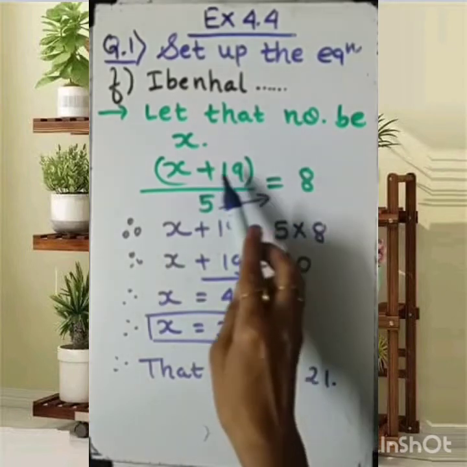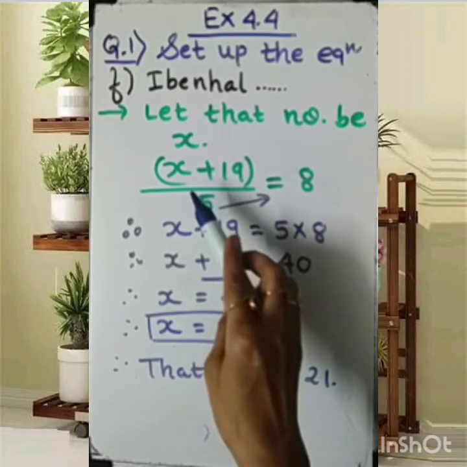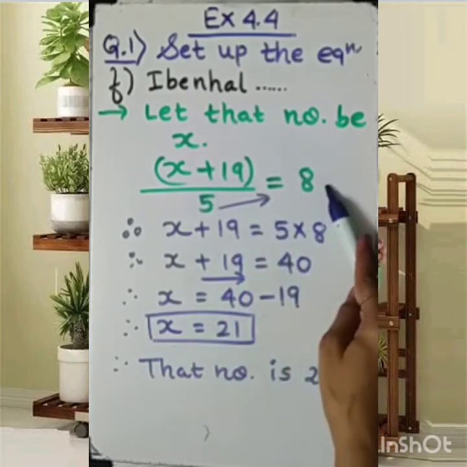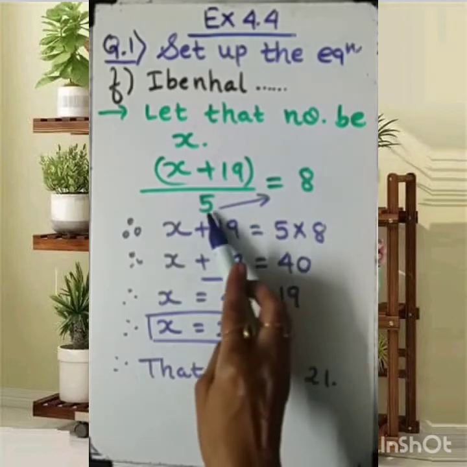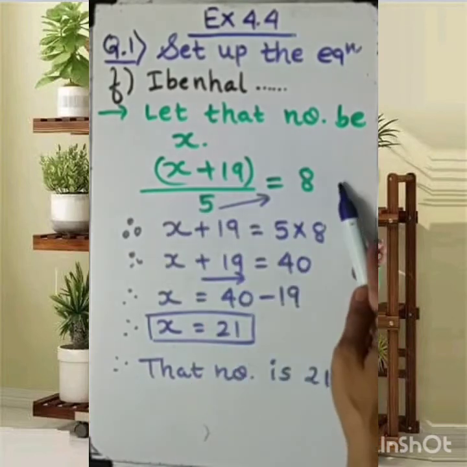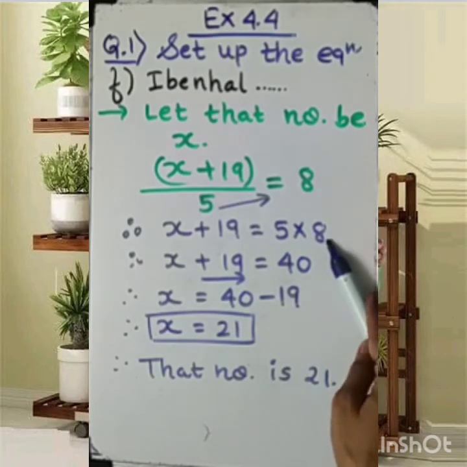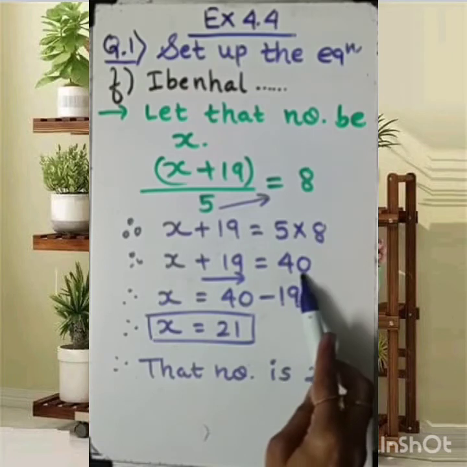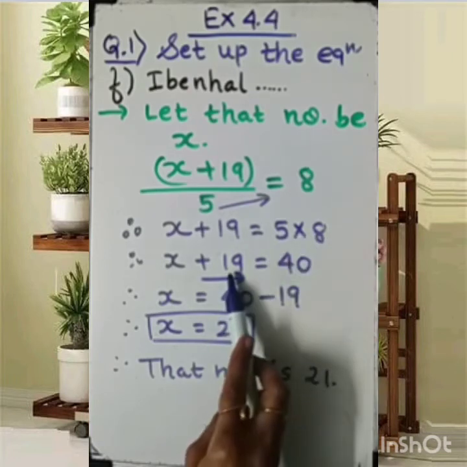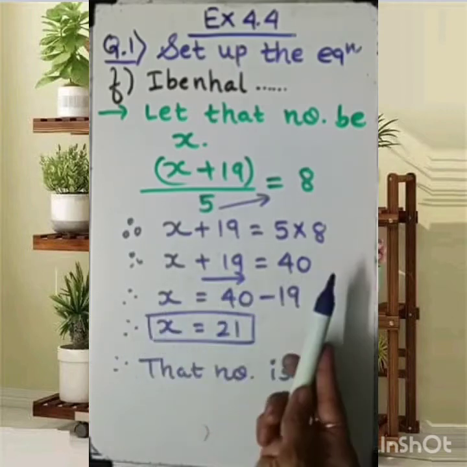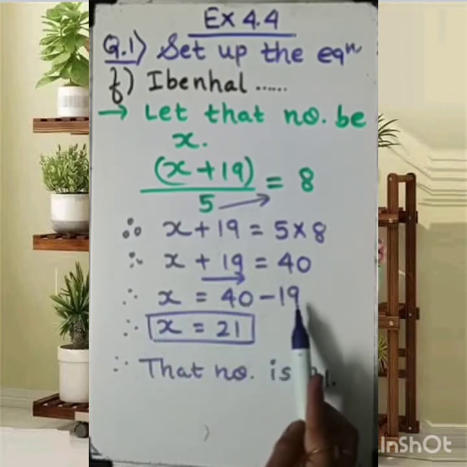19 we are adding to the number and then we are dividing it by 5. That gives the result 8. As you know, here it is 5 in the denominator. So, if we shift it to this side, it becomes the numerator. And the product of 5 with 8 is 40. 5 eights are 40. Now what to do with this 19? This plus 19, if I shift to the right side, then that gives minus 19.